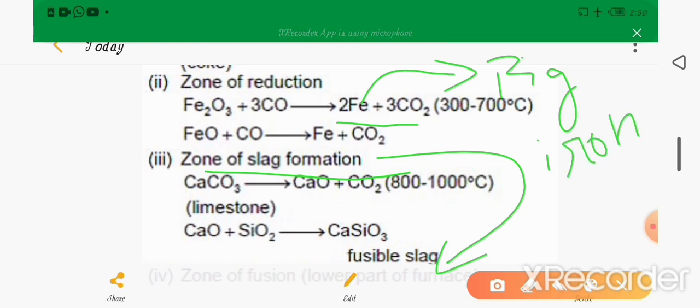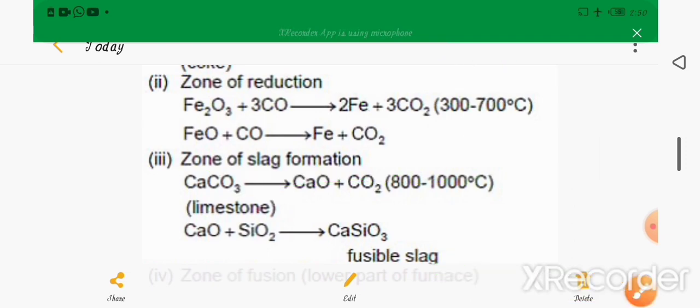Pig iron can be remelted and remolded to form cast iron. What is meant by cast iron? The pig iron is found in the extraction of iron. It will be remelted and recasted or molded. This process is known as remelting, and the iron is known as cast iron.